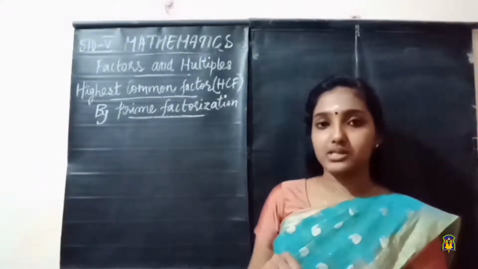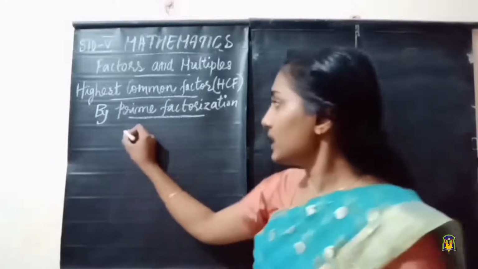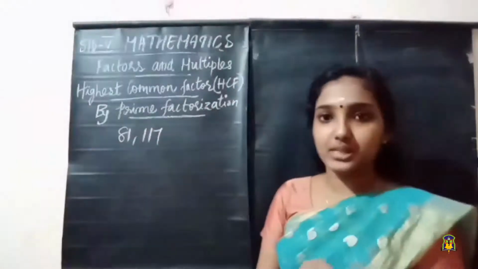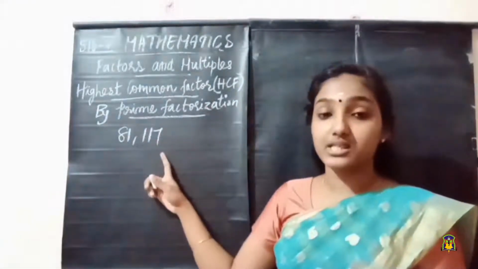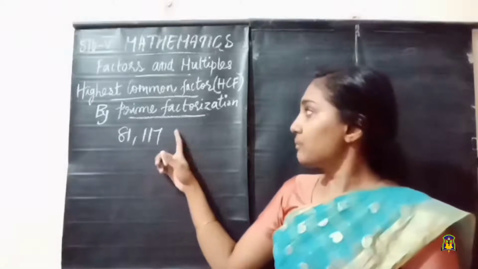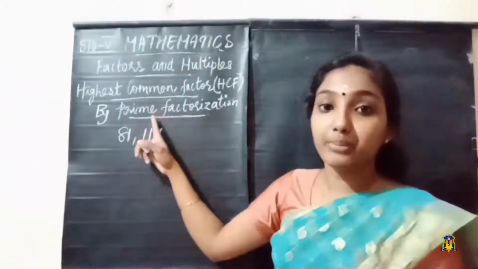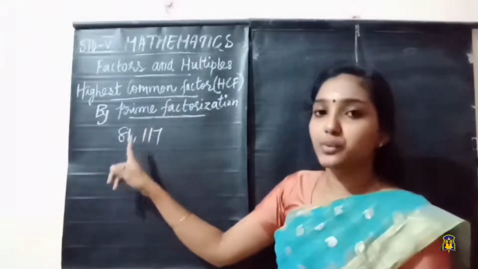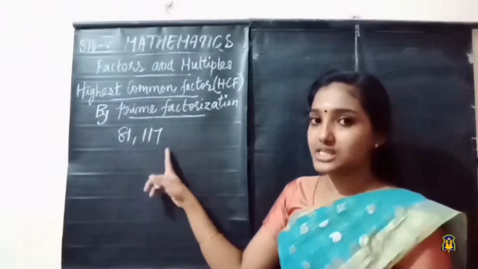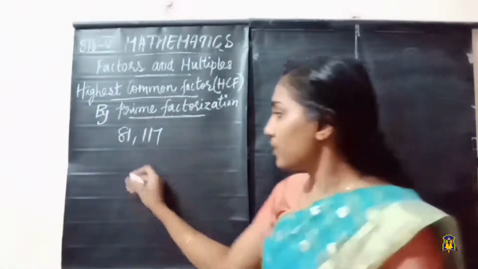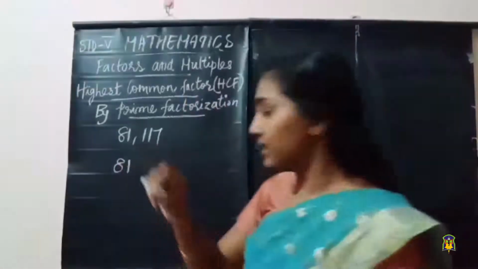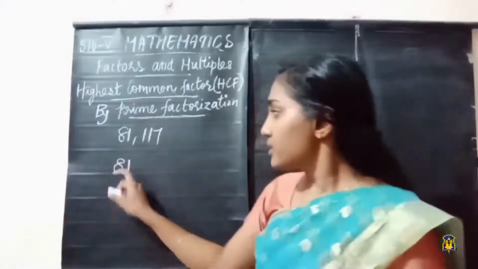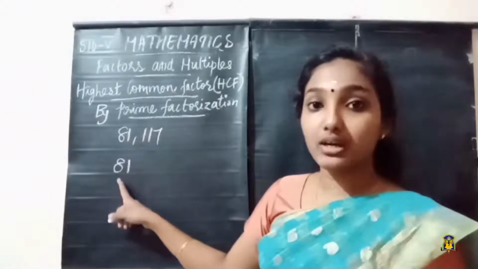of the given numbers. Here we are given two numbers, 81 and 117, and we have to find the HCF of these numbers. It must be done through prime factorization. So first we have to do the prime factorization of these numbers. I am going to take one number at a time, and I am going for the short division method.